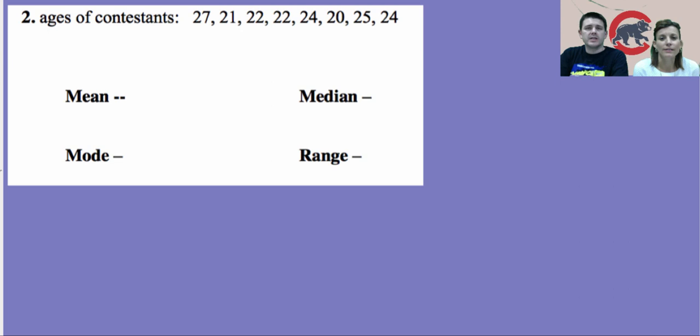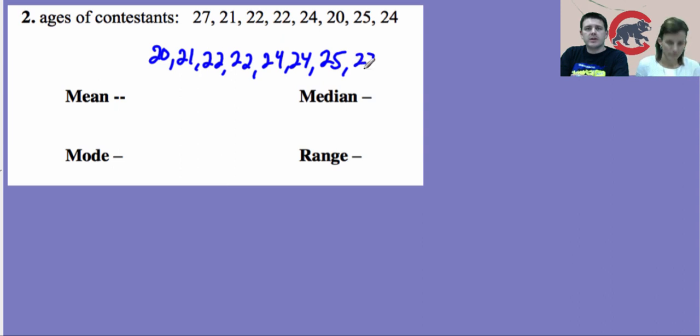Next one. We're going to see a slight difference in this one, so pay a little bit of attention. First off, put them in order. So we have 20, 21, 22, 22, 24, 24, 25, and 27. There's 1, 2, 3, 4, 5, 6, 7, 8 total, and I have 8 in my list, so I'm good there.